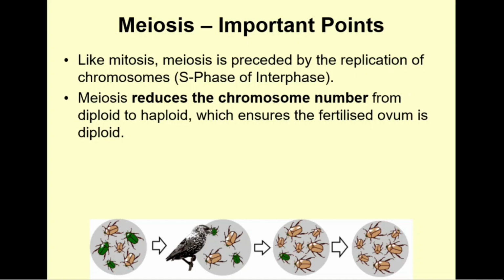But there are these two main points that I mentioned previously. The first one is that meiosis reduces the chromosome number from diploid to haploid.